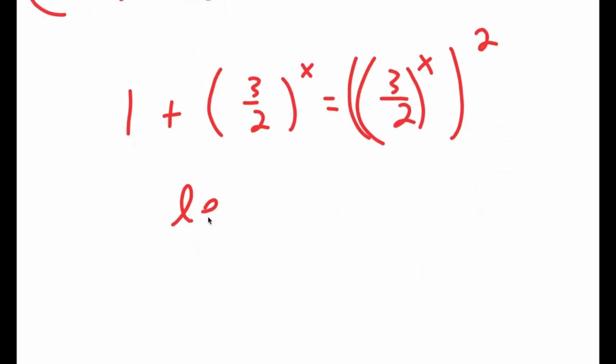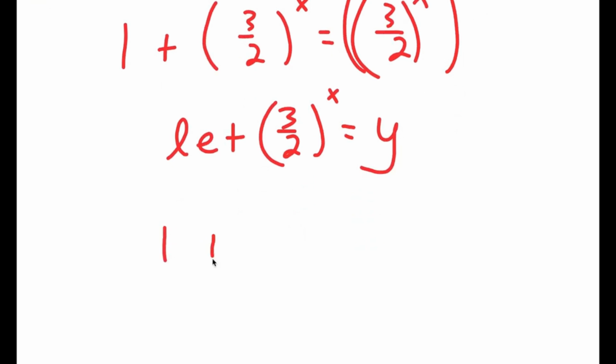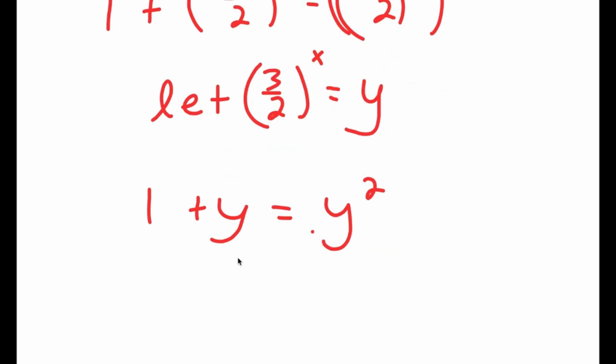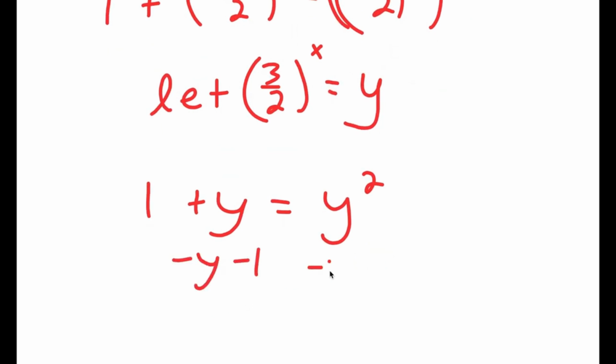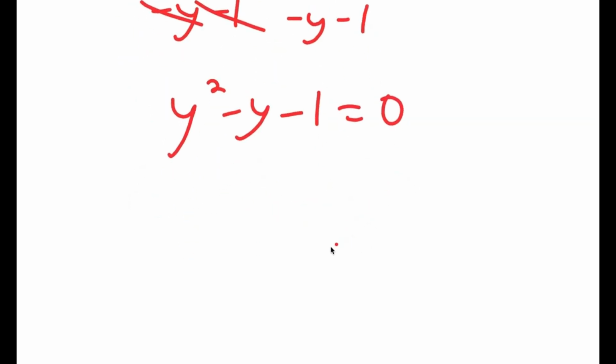Now I'm going to let 3 over 2 to the power of x equal to the variable y. So I get 1 plus y is equal to y squared. And if I subtract y and subtract 1 on both sides, these cancel out, and I get y squared minus y minus 1 is equal to 0.